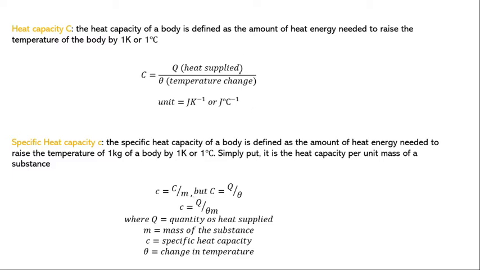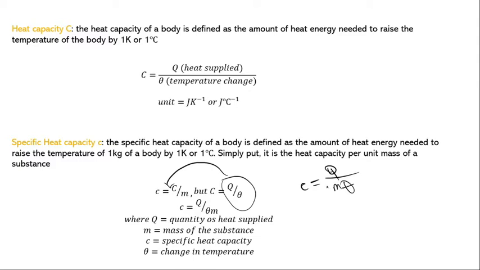But from heat capacity, we know that heat capacity is the heat divided by the change in temperature. So if we substitute this in place of the C we have over here, we get our specific heat capacity, which is small c, to be equal to the heat energy divided by the product of mass and change in temperature, as given over here.